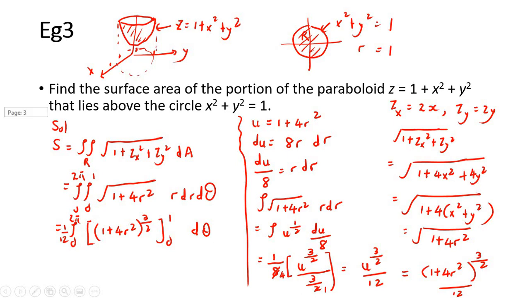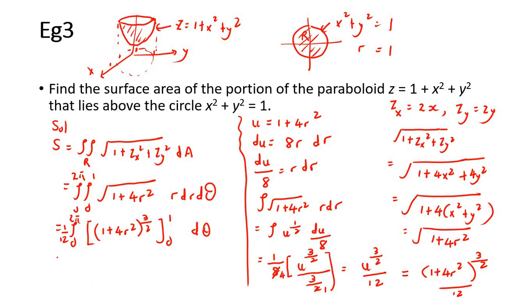Okay, so plug in the upper limit. So 1 over 12, integrate 0 to 2 pi. When you put in the upper limit here, we have 5 power 3 over 2, minus, when you put in the lower limit, this is 0, so minus 1, d theta. Okay, so we have to erase this one.